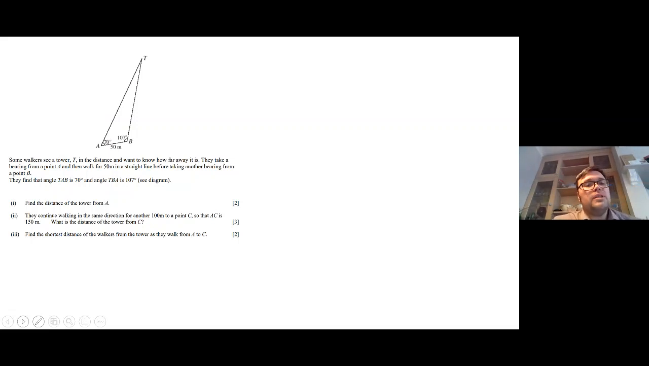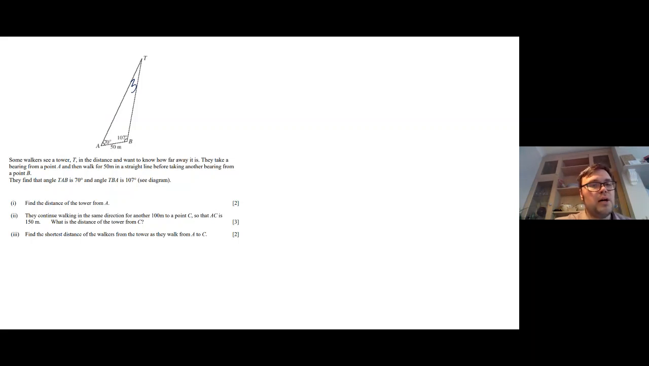So we have some walkers who see a tower, T, in the distance, and want to know how far away it is. They take a bearing from a point A and they walk 50 meters in a straight line before taking another bearing at point B. They find that the angle TAB is 70 degrees and the angle TBA is 107 degrees. Well, adding those two together, you get 177. So the missing angle at T is equal to 3. I'm just going to put that in there now. Angles in a triangle add to 180.